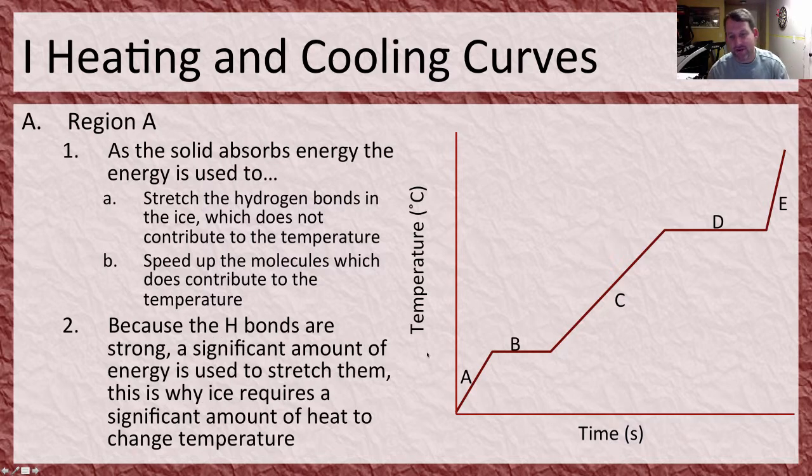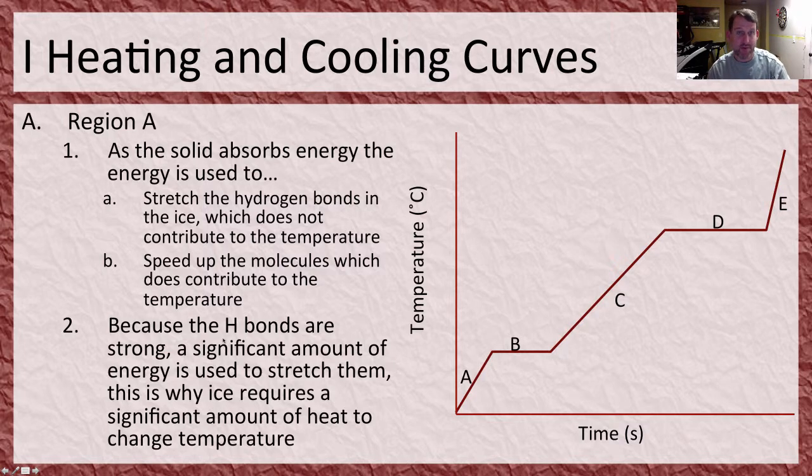And because these hydrogen bonds that hold the ice together are strong, stretching them takes a significant amount of energy. So a decent chunk of the energy that you're putting into the ice is actually going to stretch the bonds and not change the temperature of it. And that's why it has this medium slope here. It's not super easy to heat. It takes a little more effort to heat, or a little more energy to change its temperature. So it's a little less steep here.